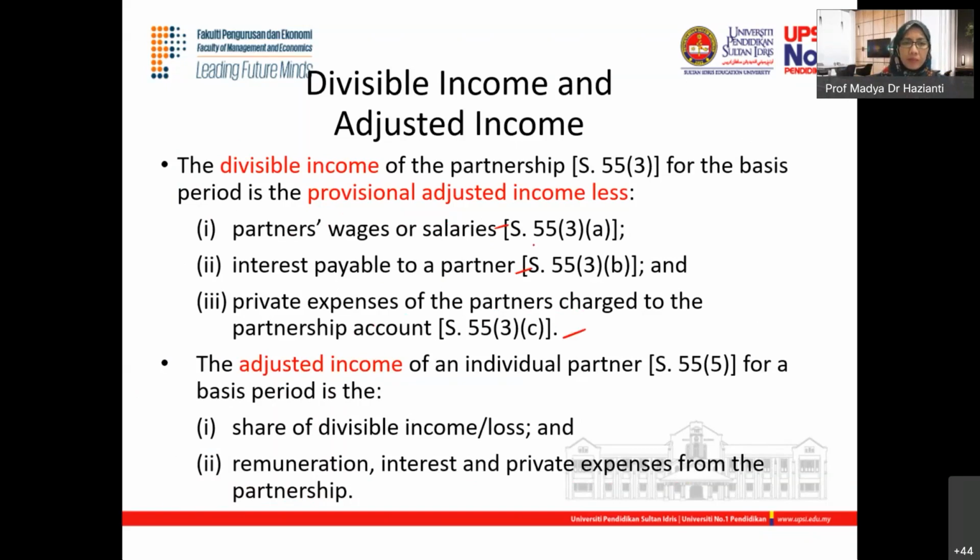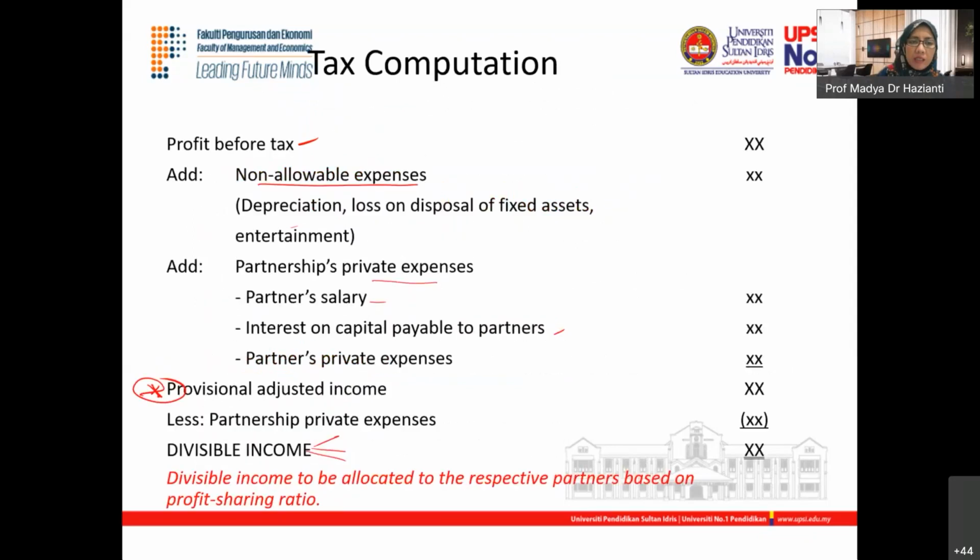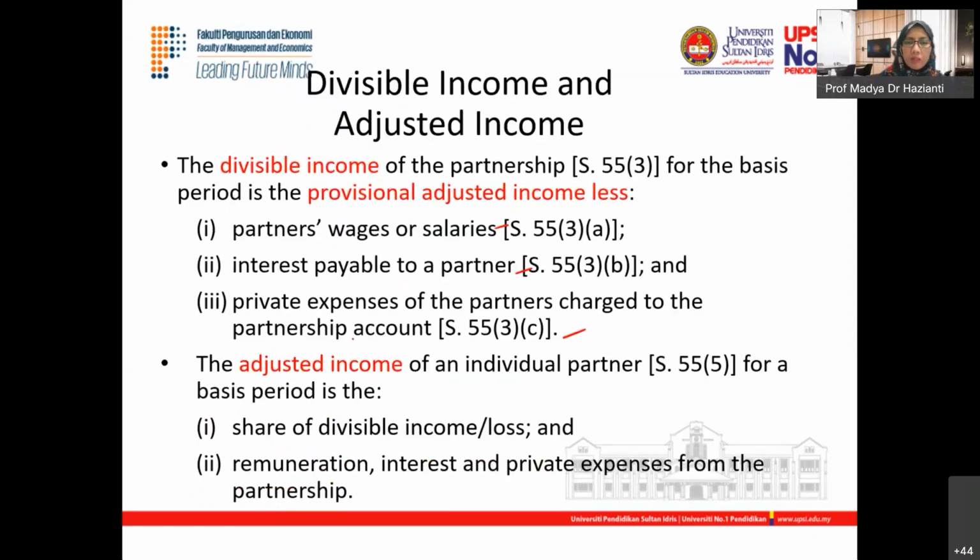Alright? And bila dah tolak, okay, bila dah tolak dapat divisible income ni. So adjusted income ini bila tolak kita dapat divisible income tadi kan. So this is the format for divisible income. For each partner, you must remember now kita ada 2 orang dalam partnership ni. Ini calculation sampai divisible income ni is calculation untuk 2 orang. Untuk partnership. Tapi bila kita dah dapat divisible income, how do we divide?